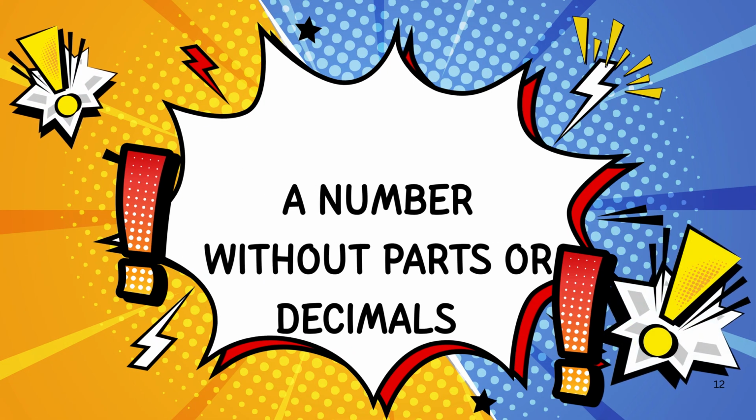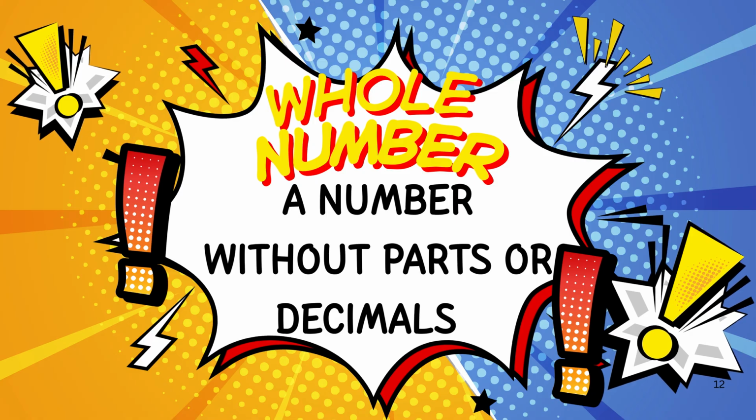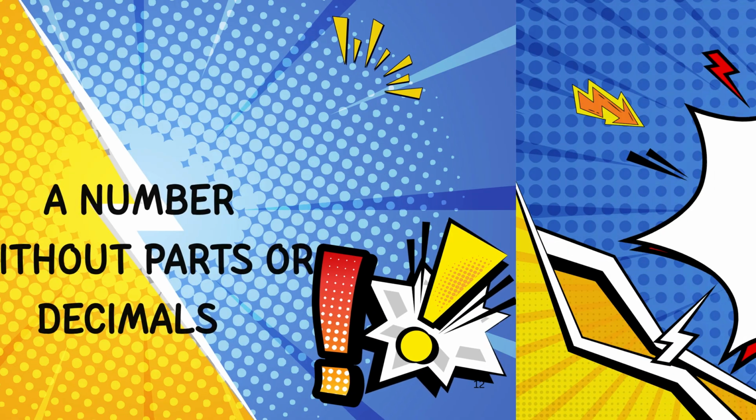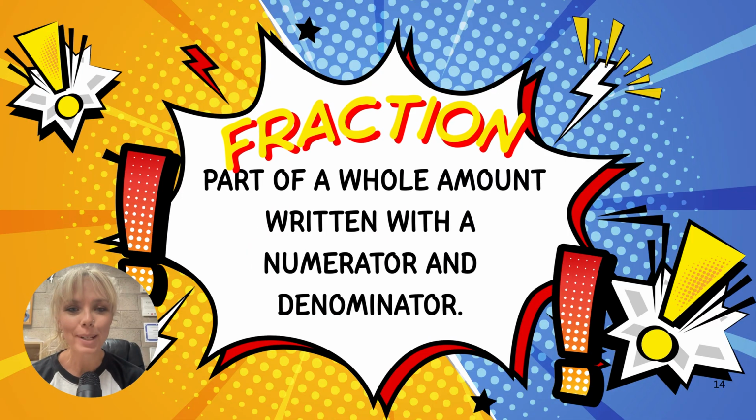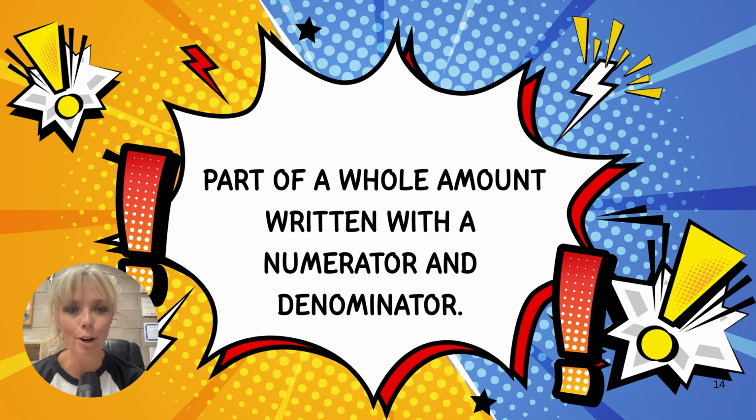Let's review our first term, whole number. It's a number without parts or decimals. Here are some examples. 0, 1, 2, and 3 are all whole numbers. Our next term is fraction. Fraction is part of a whole amount. It's written with a numerator and a denominator.